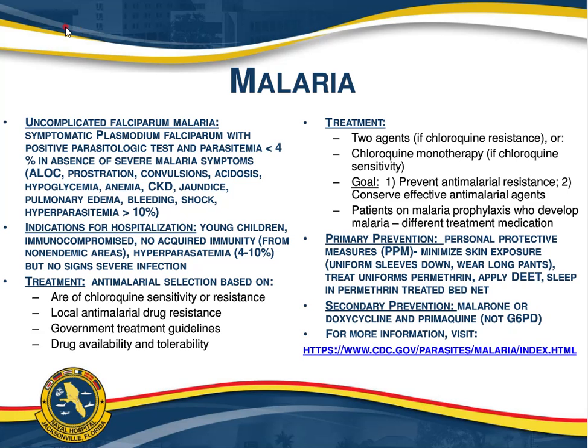So anti-malarial selection. The treatment is not just one treatment, right? It's the area of chloroquine sensitivity or resistance. There are very updated maps about which areas are sensitive to chloroquine, for example. You have to look at the local anti-malarial drug resistance. There are government treatment guidelines for different countries, based upon sensitivity of the malaria to different drugs, and obviously drug availability and tolerability.